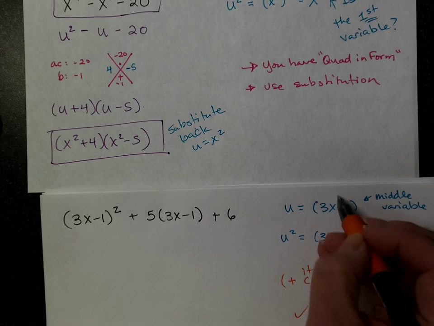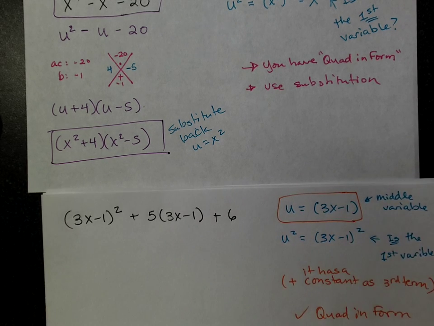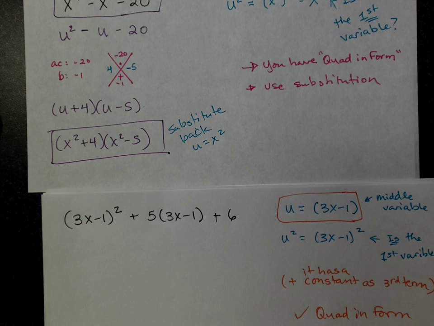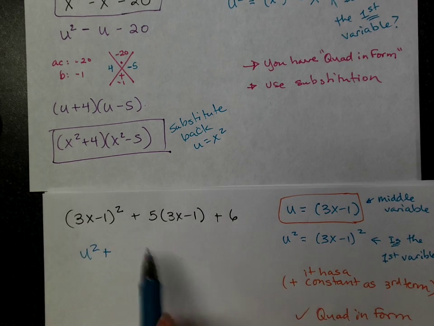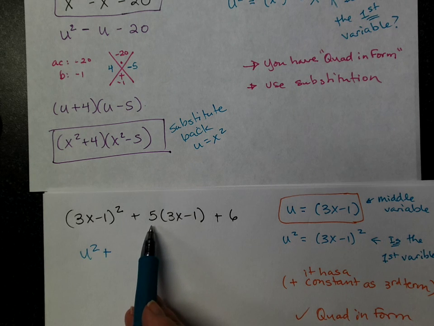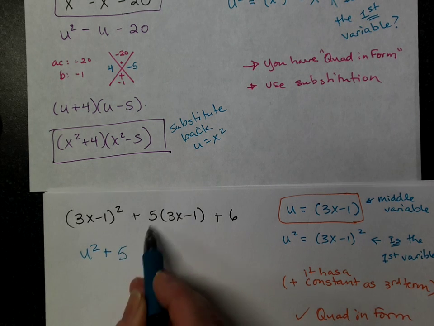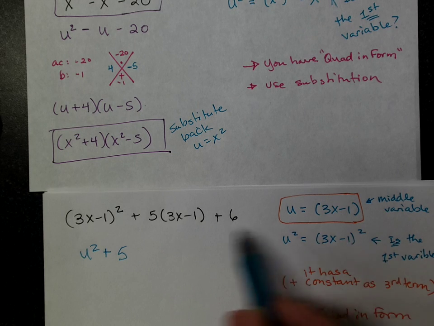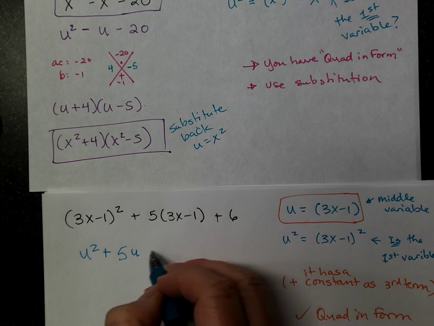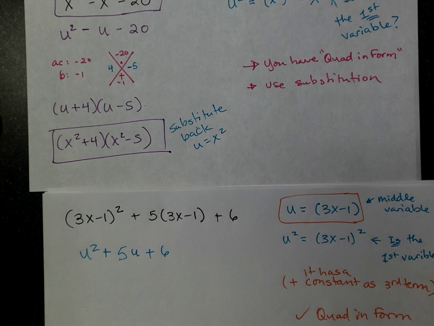Which means you're going to use this as your substitution. And for your u squared, for 3x minus 1 squared, you'll put in u squared. So 3x minus 1 squared becomes u squared, plus 5u. The coefficient's just waiting there for us, but the 3x minus 1 becomes a nice, pretty, clean u. And then our constant plus 6.